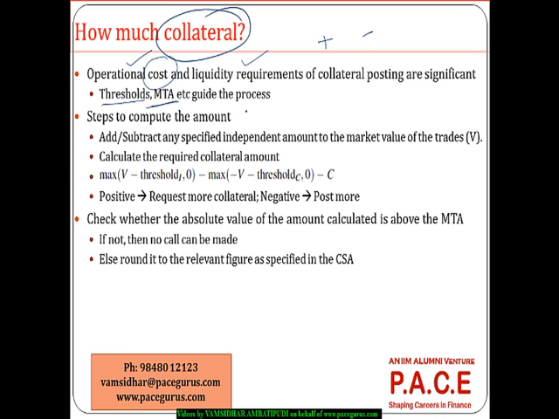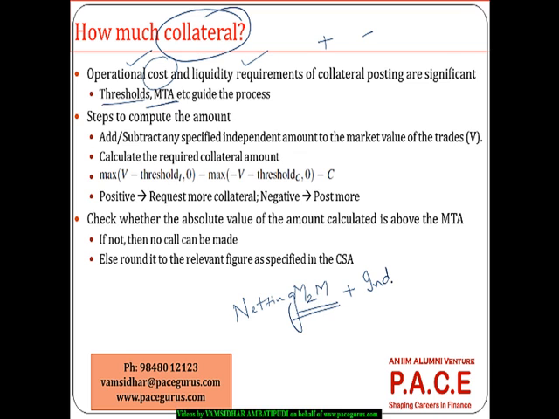Now, if I have to really compute the amount, simple. All the independent amounts, the mark-to-market values. First of all, compute the mark-to-market value of the trade. For each of the trades, compute the mark-to-market value. And to that, because here I need to get the netted, post the netting, compute the mark-to-market value of the trade.